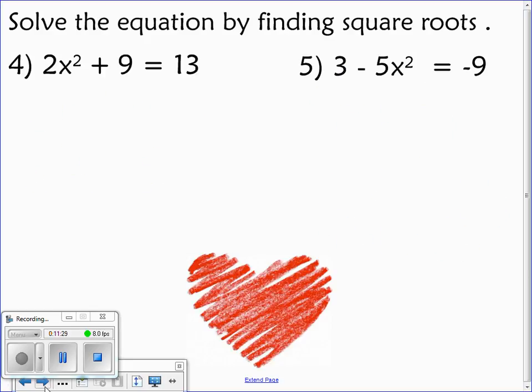All right, take a look at number 4. I added a little more to it here. Got a little uglier. All right, what's your first step to get the x squared by itself? Ramon? Good. Okay, subtract 9 first. So 2x squared equals 4.